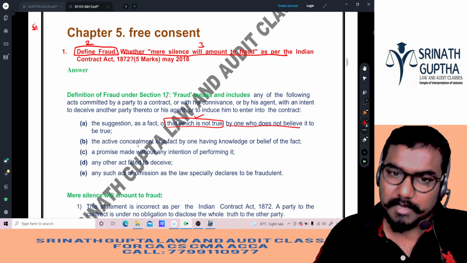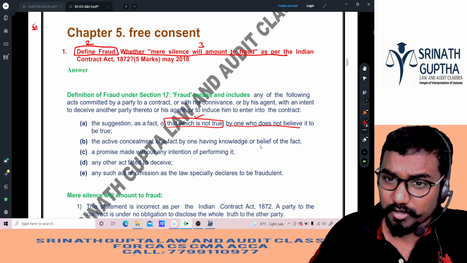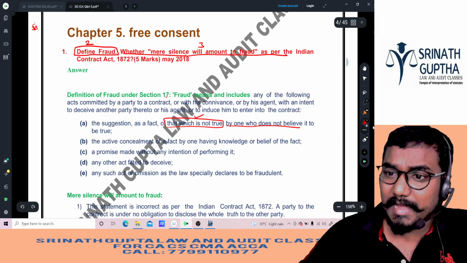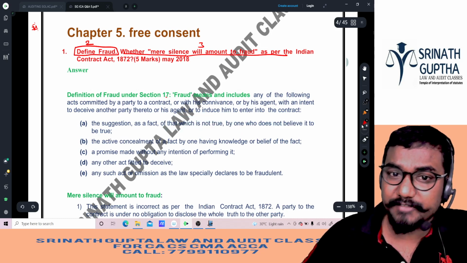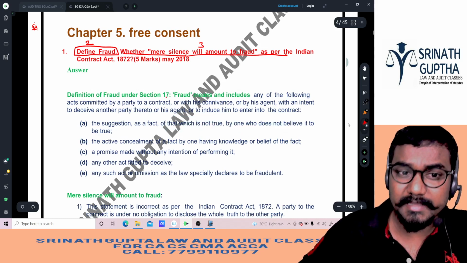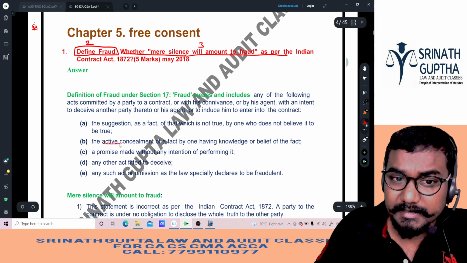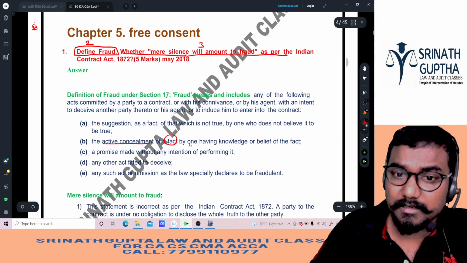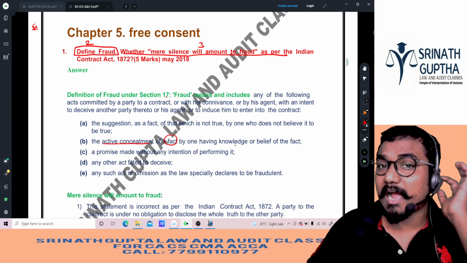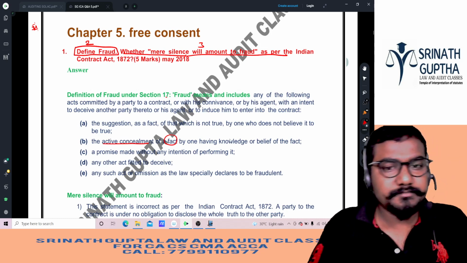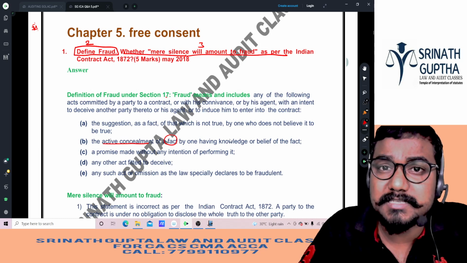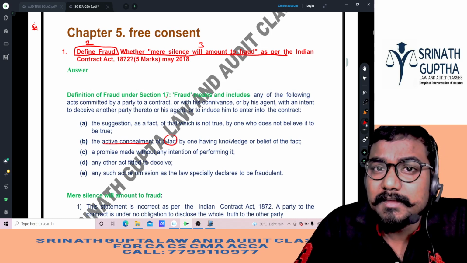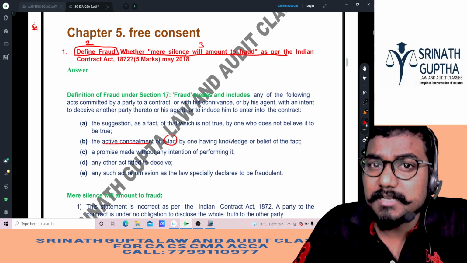And the second is active concealment of a fact by one having knowledge thereof. So active concealment, I am hiding a defect. Concealment means hiding. Active, intentional hiding of the fact to deceive the other party, by having knowledge thereof. So there is a crack on the chair. I'm selling an imported chair.